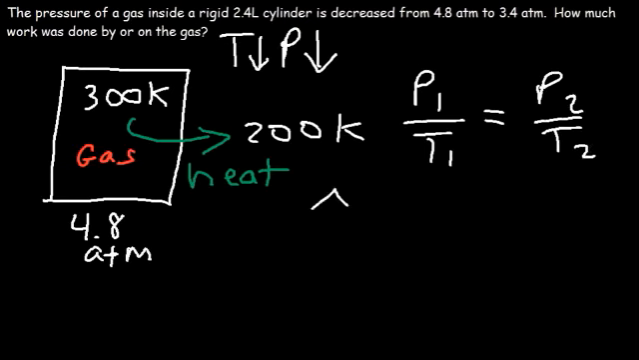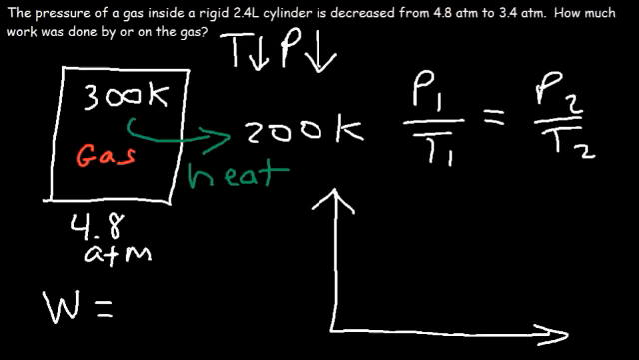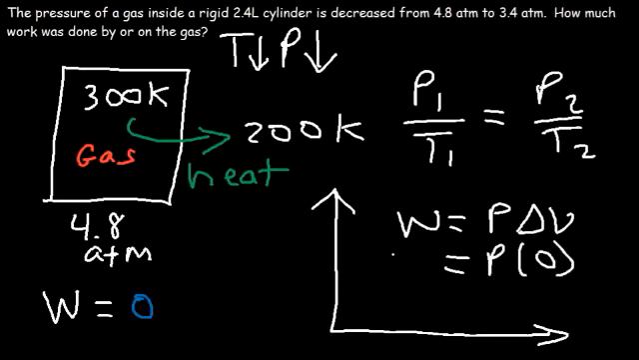Whenever you have an isochoric process, you need to know that the work is always equal to 0 whenever the volume is constant. For one thing, if you use the equation work equals P delta V, the change in volume is 0, so the work has to be 0. That's one way you can look at it.